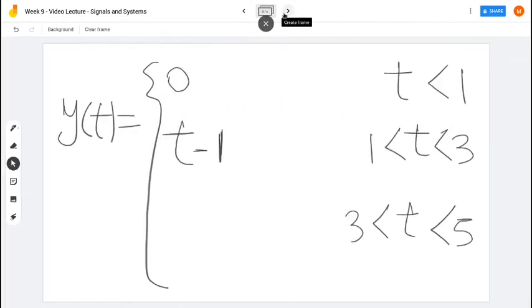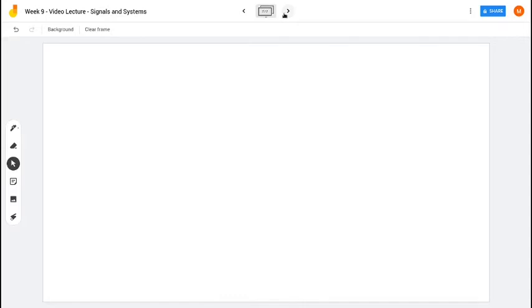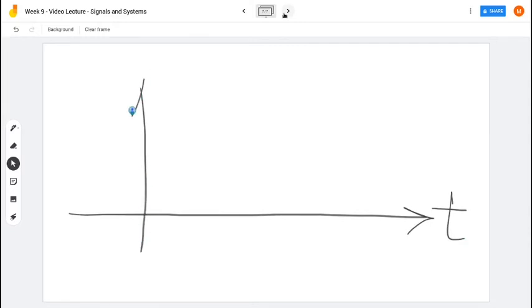So we'll be having 5 minus t, which is a straight line with a slope of negative 1. And if t is larger than 5, we'll be getting a 0. Let's try to plot this and see how it goes. So now, this is the time, and now we're plotting y of t, the output signal. So the output signal is defined over 4 intervals.